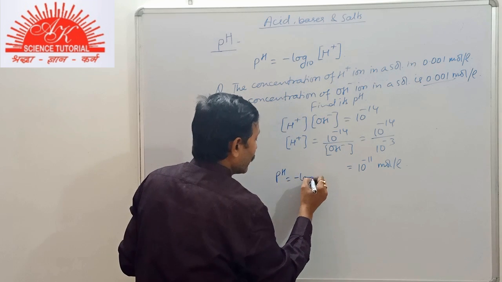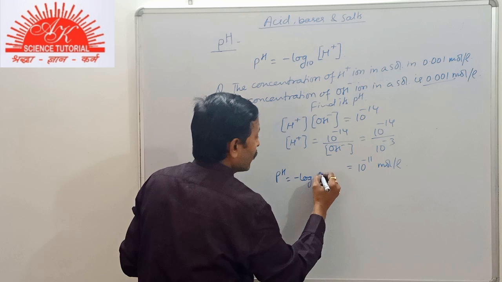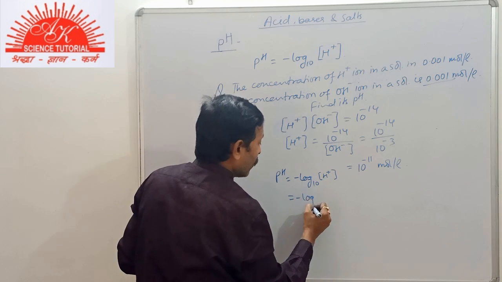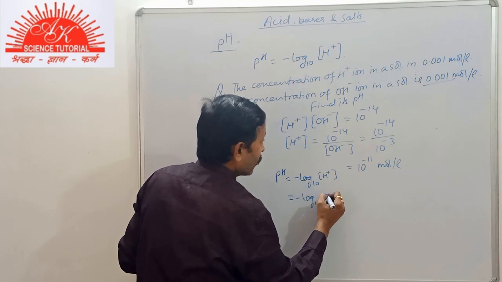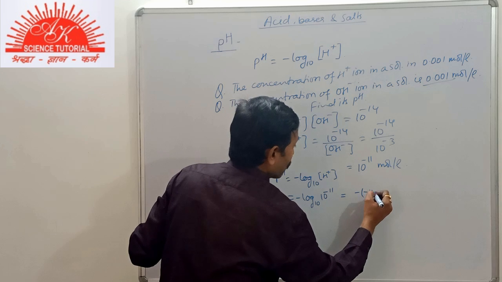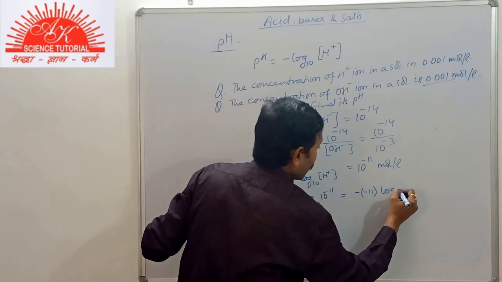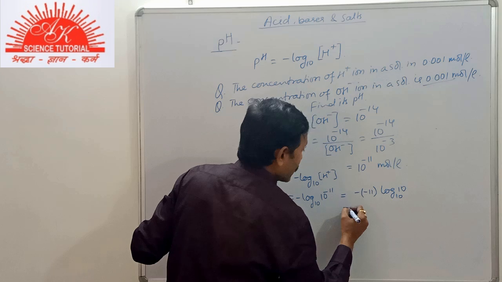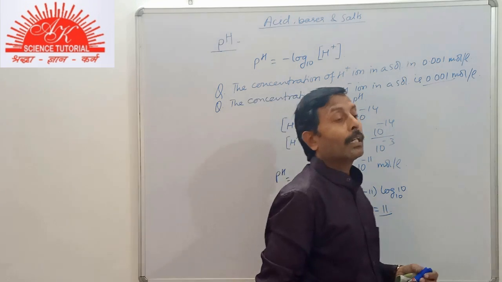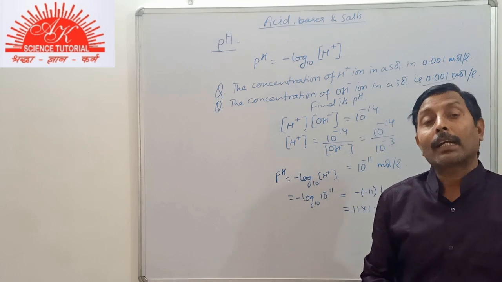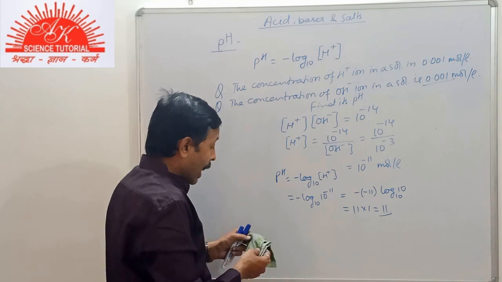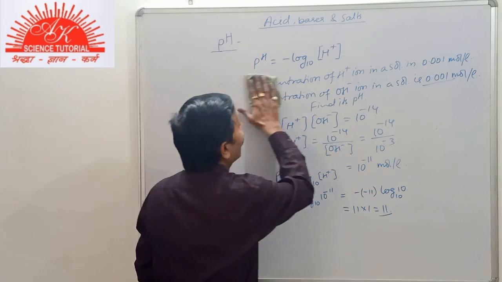pH is minus log at base 10 for H plus ion concentration, minus log at base 10 for 10 to the power minus 11, that is minus minus 11 log of 10 at base 10, hence 11 into 1, that is 11, and hence the solution is alkaline in nature. So students, this is how to find out the pH.